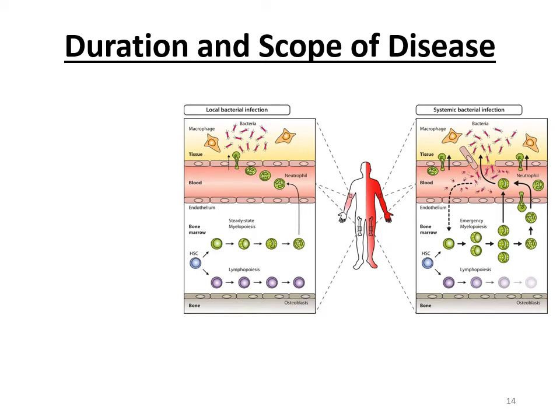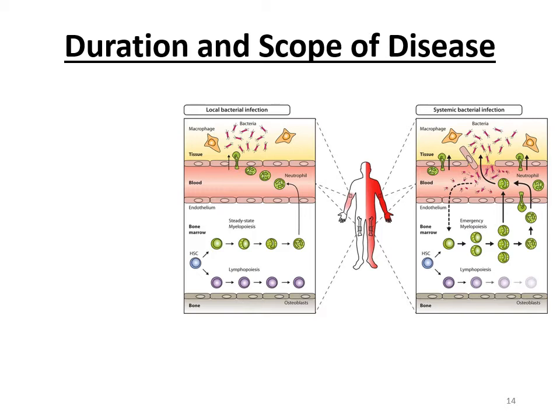Well, here's another slide full of terminology, and once again, these are all terms that I'm sure you've heard before, but we need to make sure that you're truly clear on how to distinguish them. So on this slide, we're going to start looking at the duration and scope of disease, which means how long does a particular infection last, and how far does it spread?